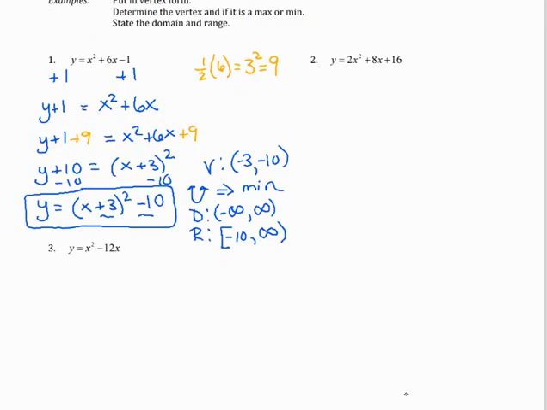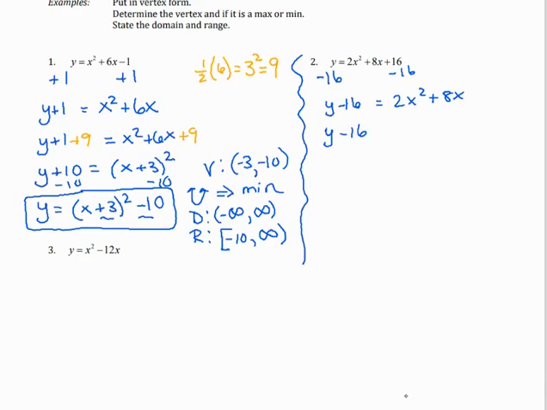Let's look at number 2 together. So I will follow the same steps where I'm going to move my constant over. After that step, we have to factor out the quadratic term, which I have a coefficient this time. So notice what I'm going to do here. y minus 16, I'm going to leave some space, equals, I'm factoring out the 2, not a GCF, just the coefficient. That leaves me with x squared plus 4x.